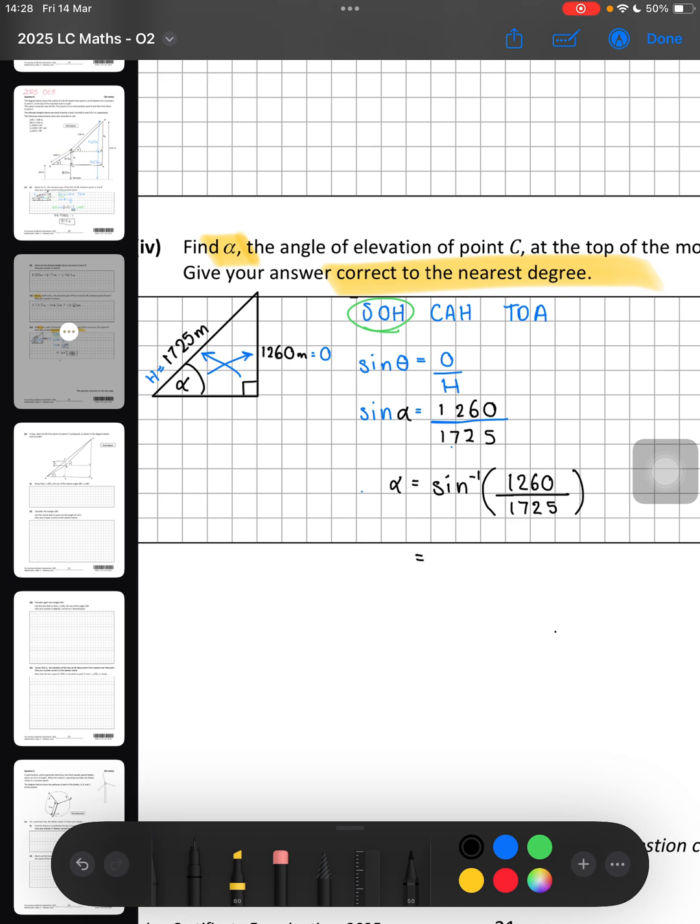Okay, and I'm going to get 46.922855. Okay, and then it says to the nearest degree, so I'm going to get 47 degrees.